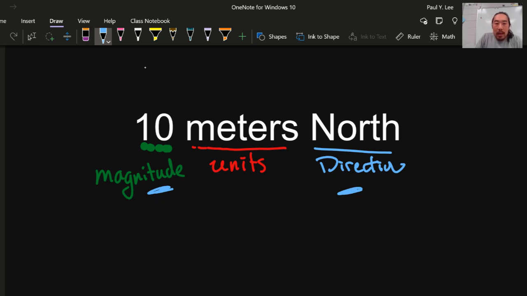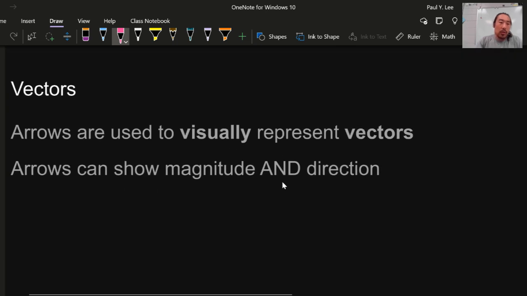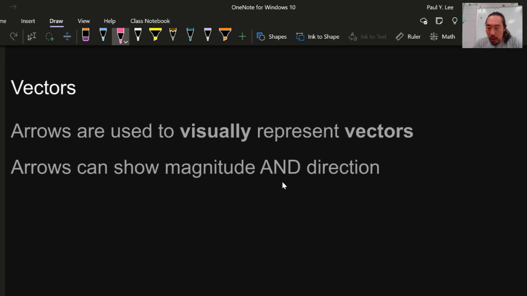If we just had the magnitude and the units, and we always need to have units, that will give us just the scalar, all right? Okay, so next up, we're going to go into how we represent vectors in class.